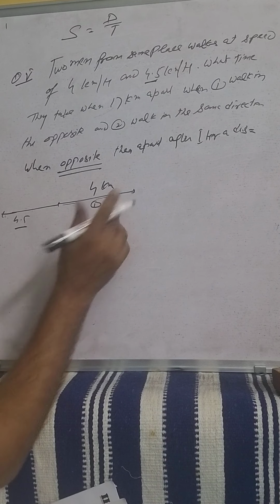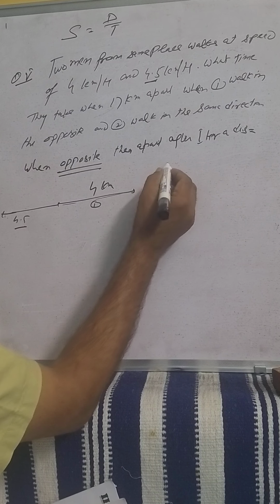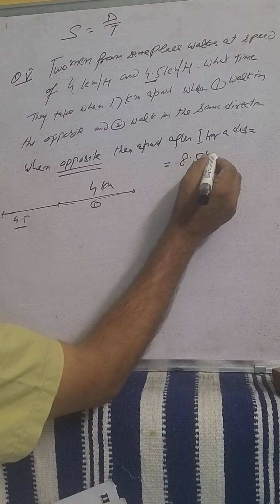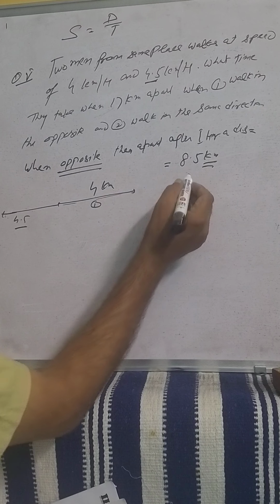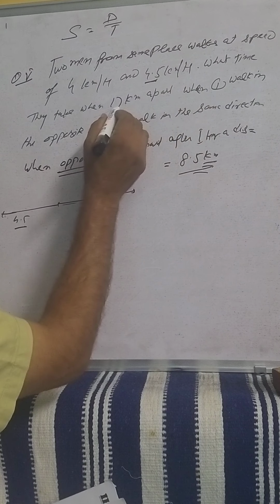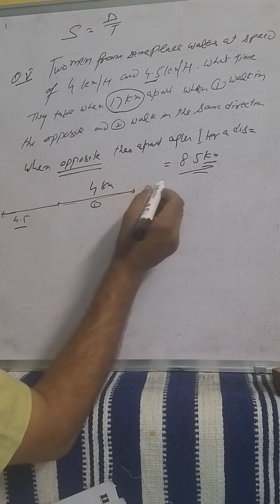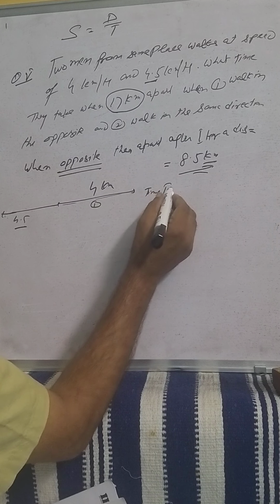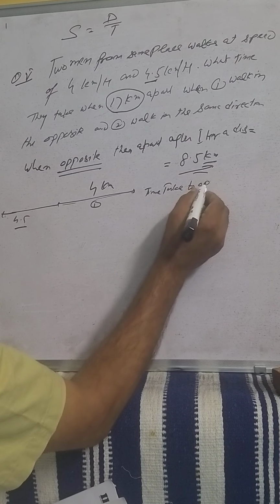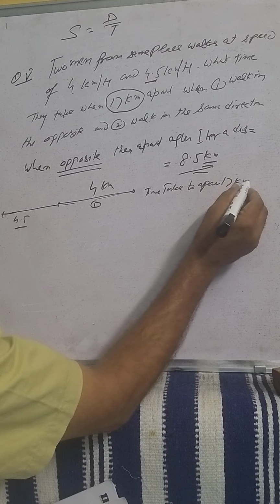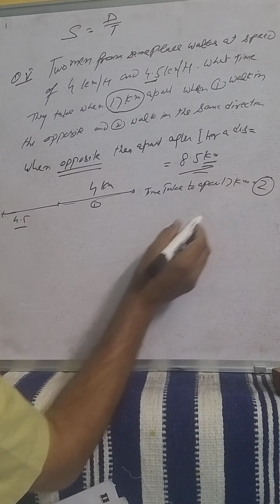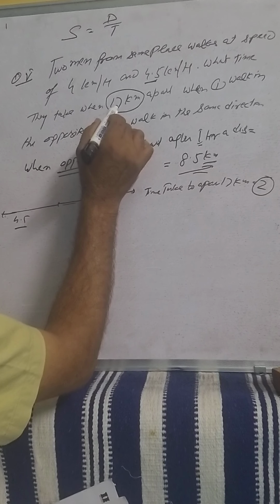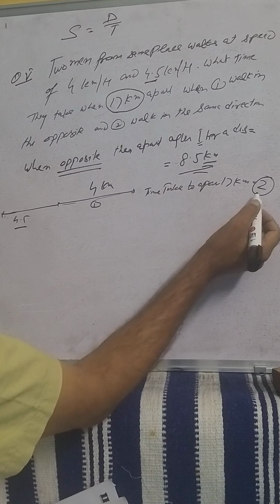and in 1 hour the total distance will be equal to this plus this, it is equal to 8.5 kilometer in 1 hour, and they are apart at a distance of 17 kilometer. It means the time taken to be 17 kilometer apart will be equal to 2 hours. 8.5 kilometer is equal to 1 hour, and 17 kilometer will be equal to 2 hours.